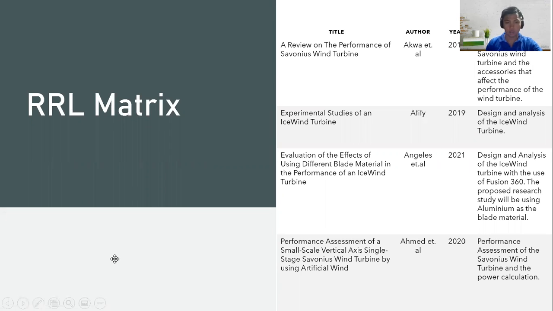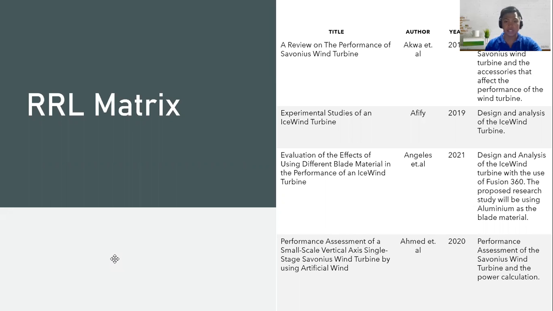The RRL matrix shows the different related literature created recently, within the past 10 years, that were gathered, and shows their relevance to the study. First is a study entitled A Review on the Performance of Savonius Wind Turbine. Second is the experimental studies of an IceWind turbine. Third is the evaluation of the effects of using different blade material in the performance of an IceWind turbine. And fourth is the performance assessment of a small-scale vertical axis single-stage Savonius wind turbine by using artificial wind.